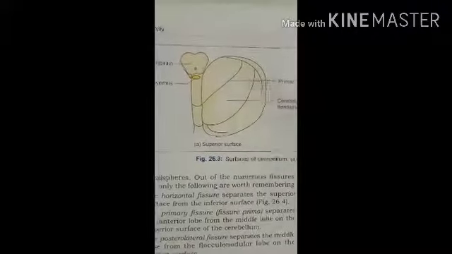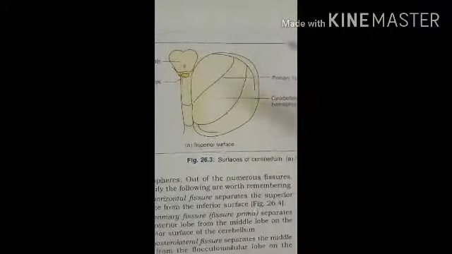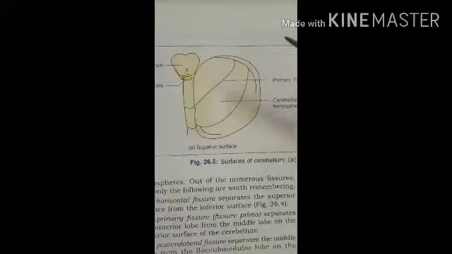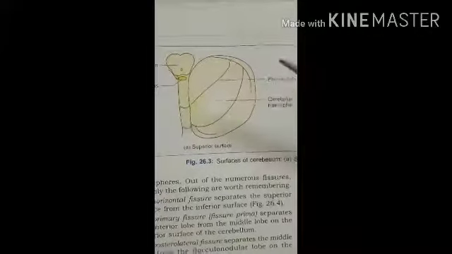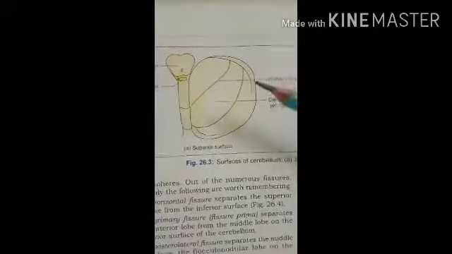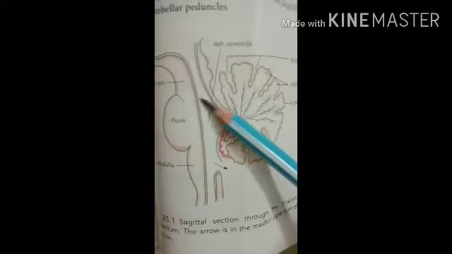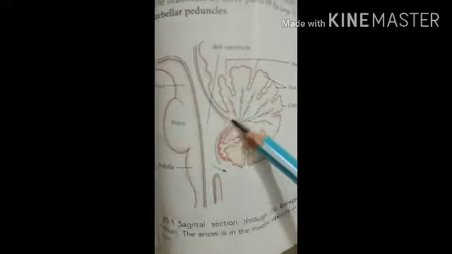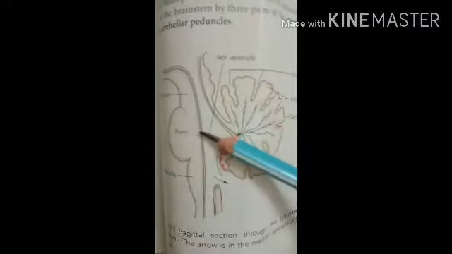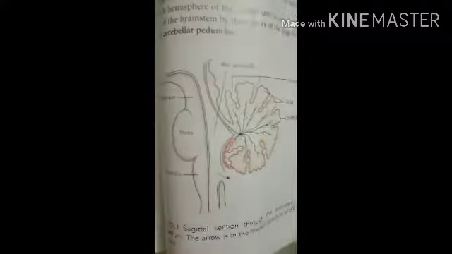The anterior aspect of the cerebellum is marked by a shallow anterior cerebellar notch, which accommodates the pons and the medulla oblongata. For this, we should see the diagram. Here you can see this is the notch which lodges the pons and medulla anteriorly.